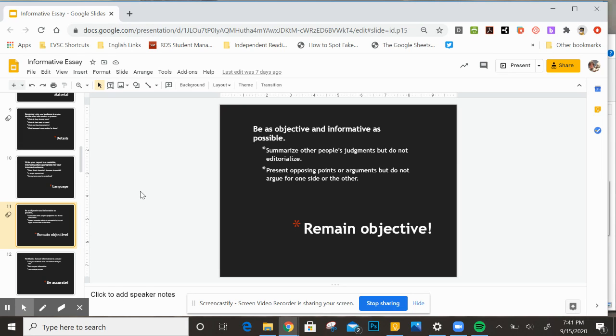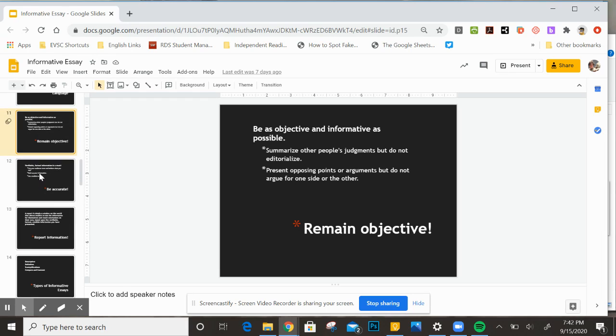Some people say this, or this person says this, right? We don't want it to imply or read like you are suggesting or promoting that position. You can present opposing viewpoints, but we just don't want to argue for one side versus the other.